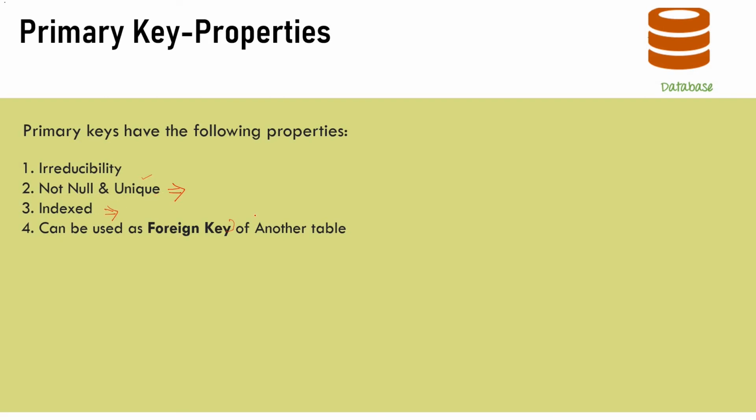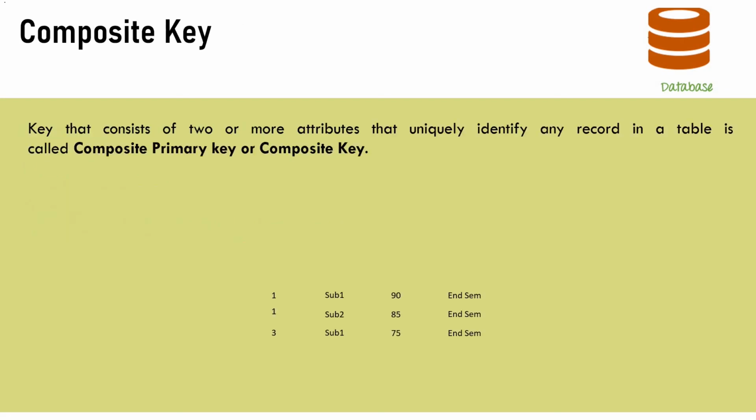And also another property of a primary key is that it can be used as a foreign key in another table. I will introduce the concept of foreign key in my next lecture. But remember for the time being that a primary key only can be used as a foreign key in another table. Or in the reverse way, I can say the foreign key of any table must be the primary key of another table. Understood? Now let's understand then what is a composite primary key.